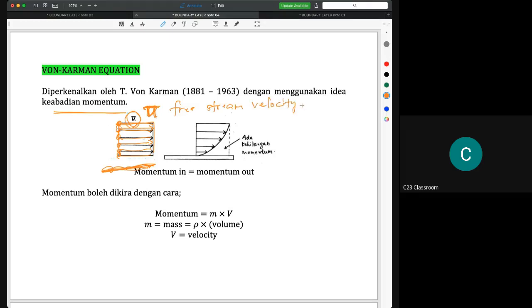And then when these molecules flow over the plate like this, we know that the velocity at the bottom will stop, because we have one phenomenon called no slip condition.